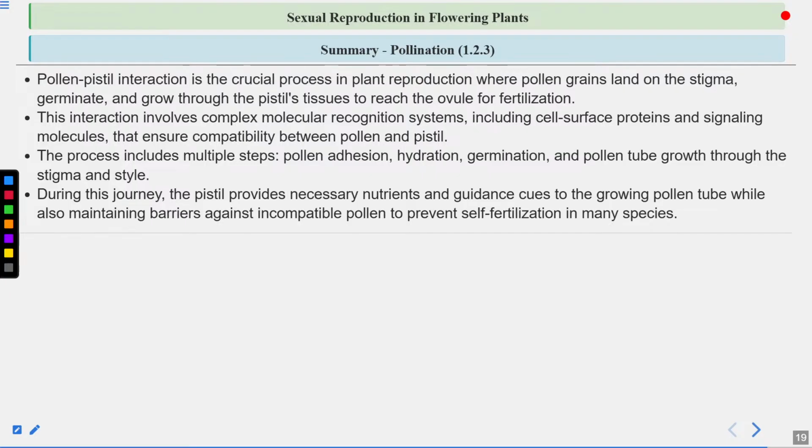But yes, sometimes I think that bagging could be done for the anther also, because some other pollen could come and fall on the anther. When you collect the anther from that flower, you can collect some other pollen that has fallen on that particular anther. Yes, this could happen. The chances are very less, but this could happen.